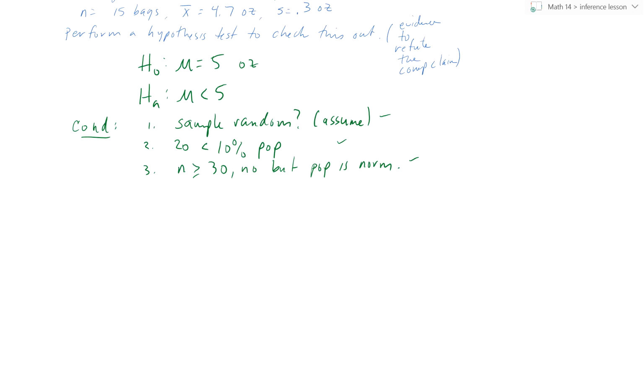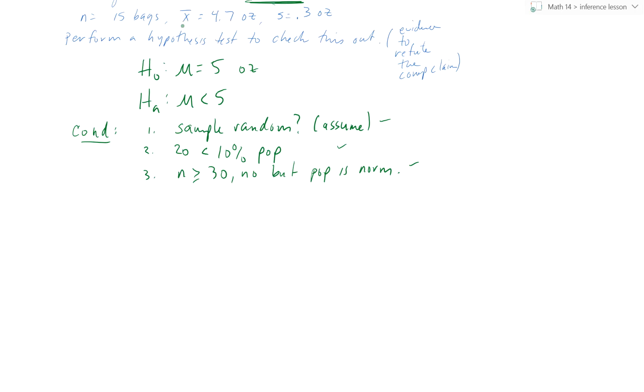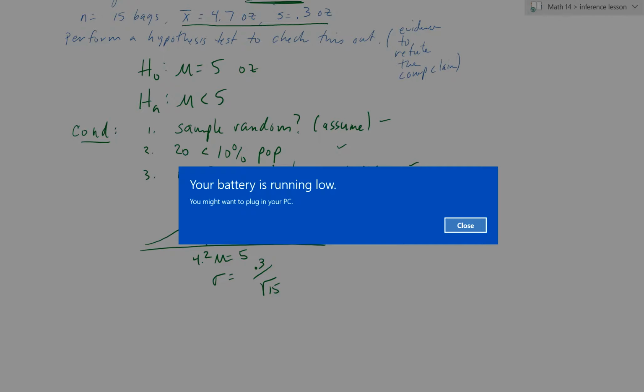So now, what am I trying to do? I'm really trying to see how extreme is my sample. So here's the normal curve that we're using. Mu is 5. Standard deviation is 0.3 over the square root of 15. Okay? And my sample is 4.7. So the question is, how likely is it for me to get 4.7?